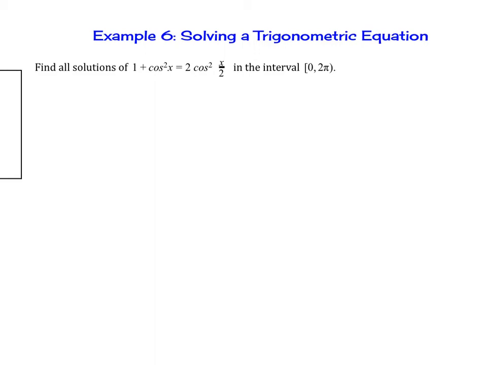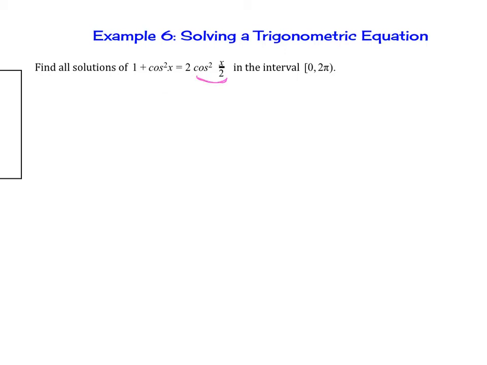So example 6, we're looking at solving a trigonometric equation. Find all solutions of 1 plus cosine squared of x equals 2 cosine squared of x over 2, and we're looking at the interval between 0 and 2 pi. So we see that we have a half angle here, and it's squared.